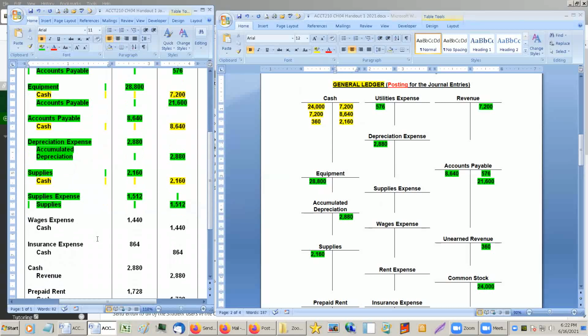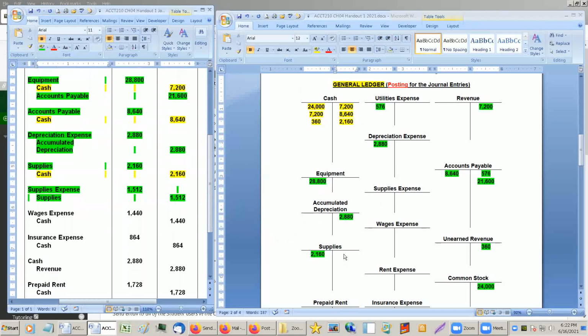This journal entry is a little bit interesting in that it has supplies expense and supplies. So we've actually used some of the supplies. So the supplies are going to go down by 1,512, the amount of supplies used. And so that's when we're expensing them. We used them up.